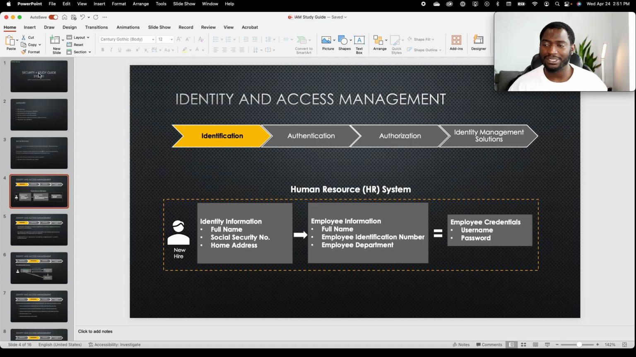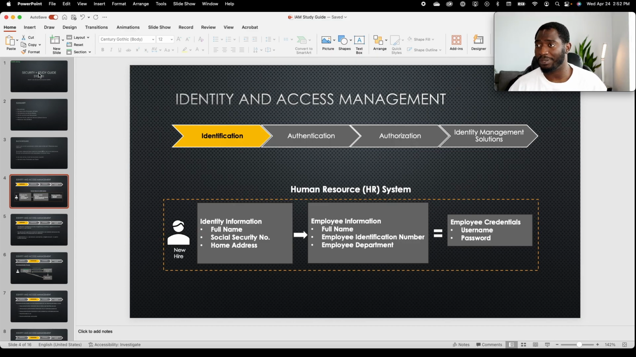Now, what does this equal? This equals your username and password, which becomes your credentials that you're able to use to access any application within that organization. All right. Now, this is a typical identification process because the identification process is really focused on the registration or the creating of a user account within a system of record.